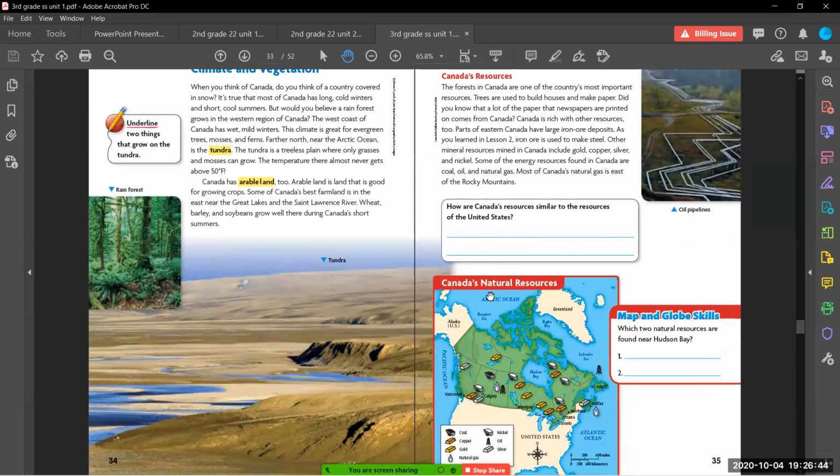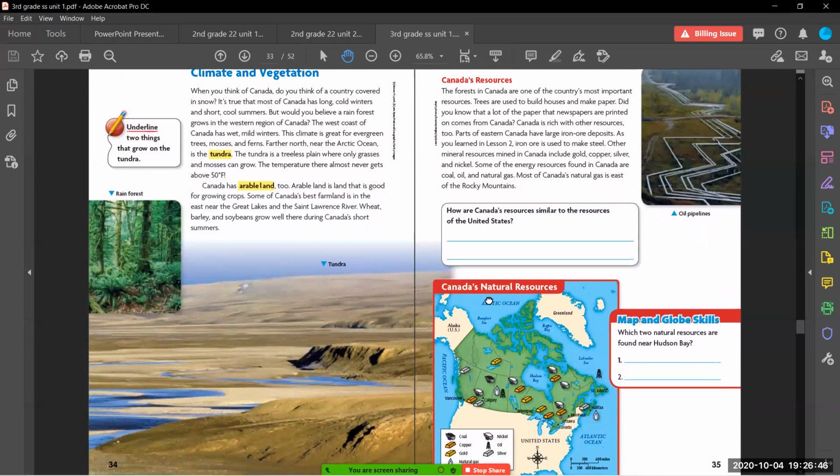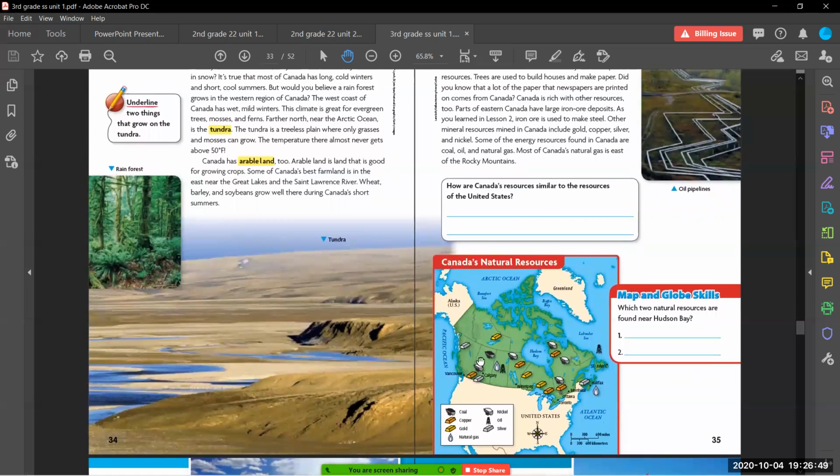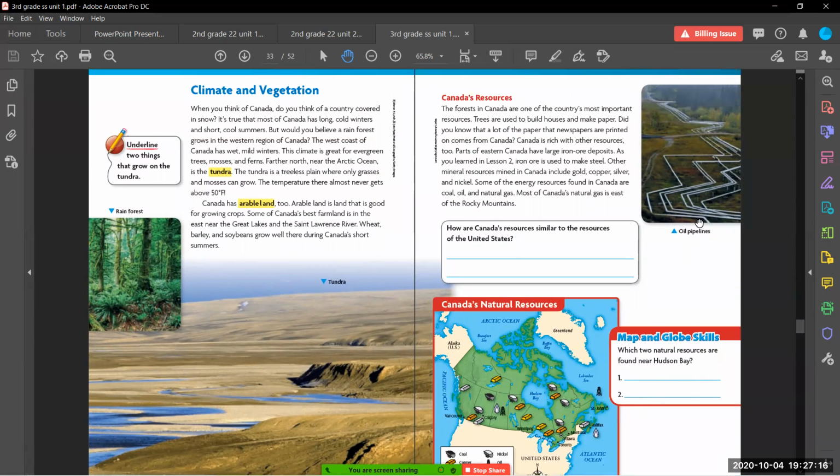And you can write about those here. Down here, we have a map of Canada's natural resources, and you can see that the map key or legend right here tells you what each one of those symbols stands for, and you can see them scattered throughout the map of Canada. Which two natural resources are found near the Hudson Bay? So here's the Hudson Bay, and you can see a couple different things right next to it. Take a look at your map key and tell me what those things are. Up here, you can also see a picture of the pipelines from Canada.